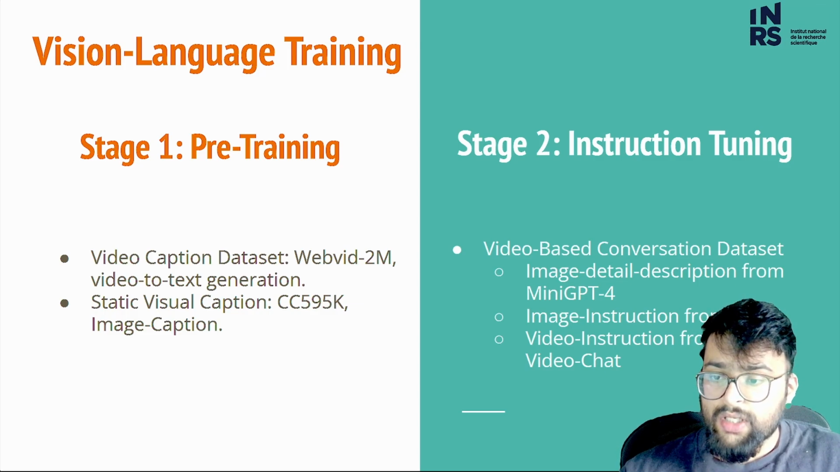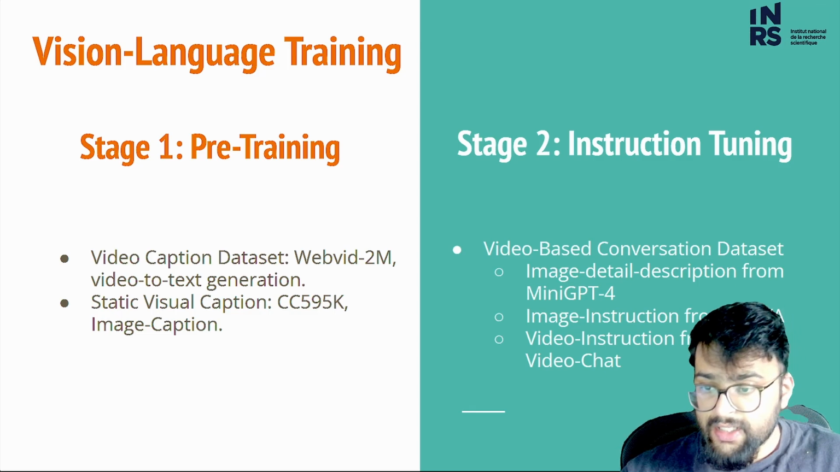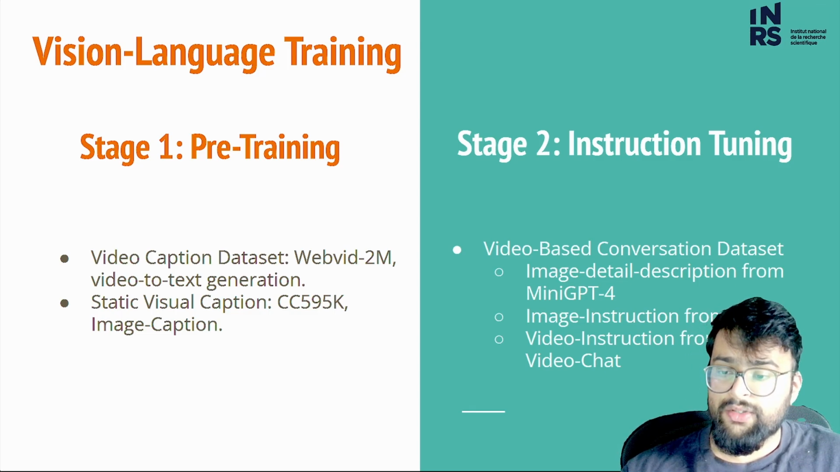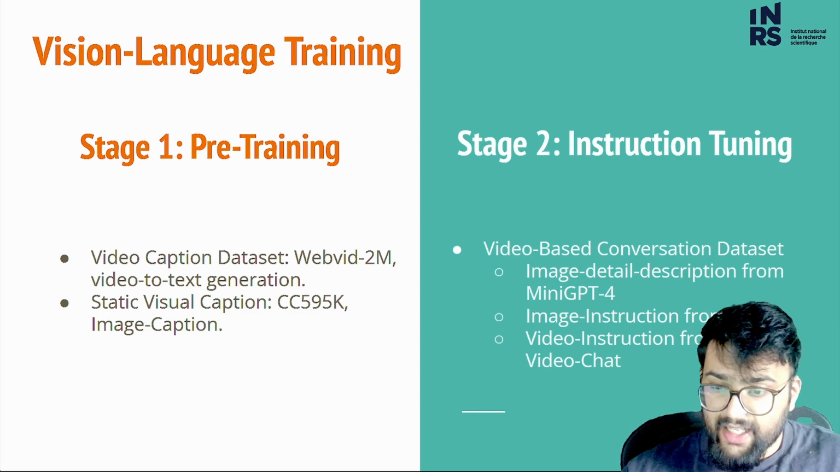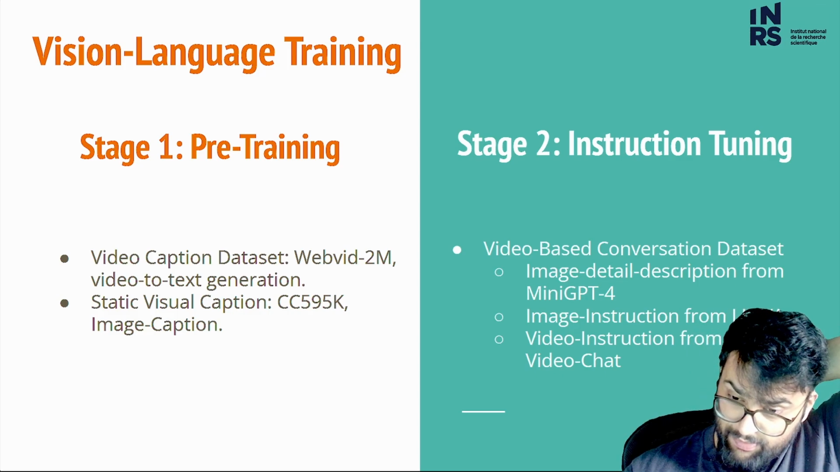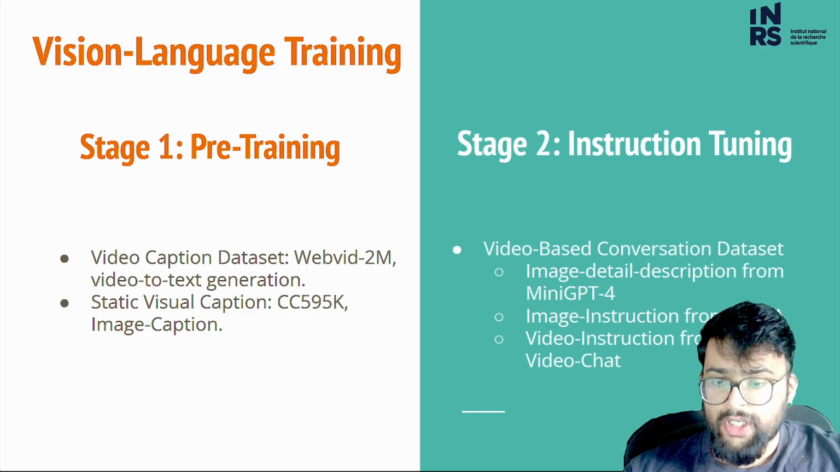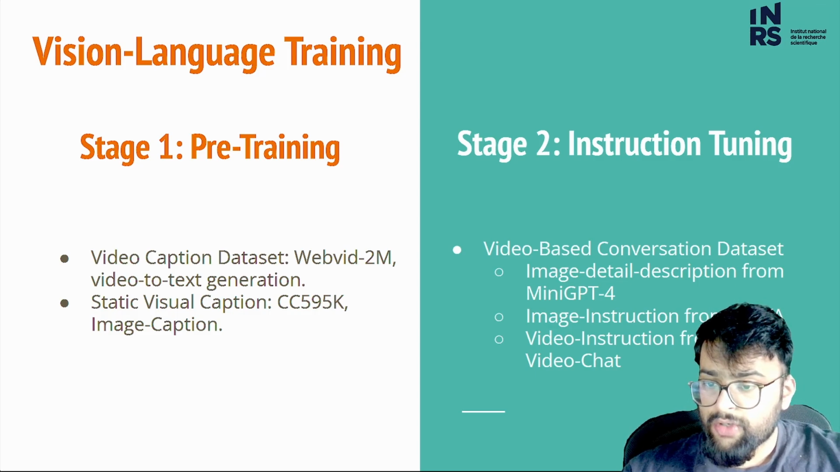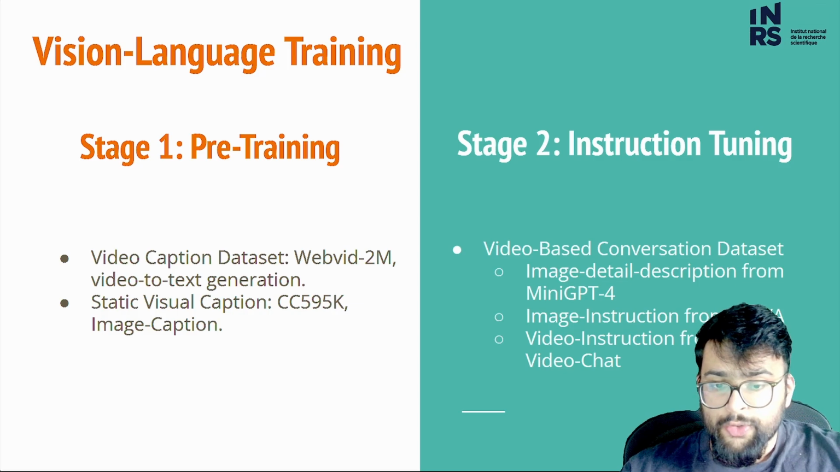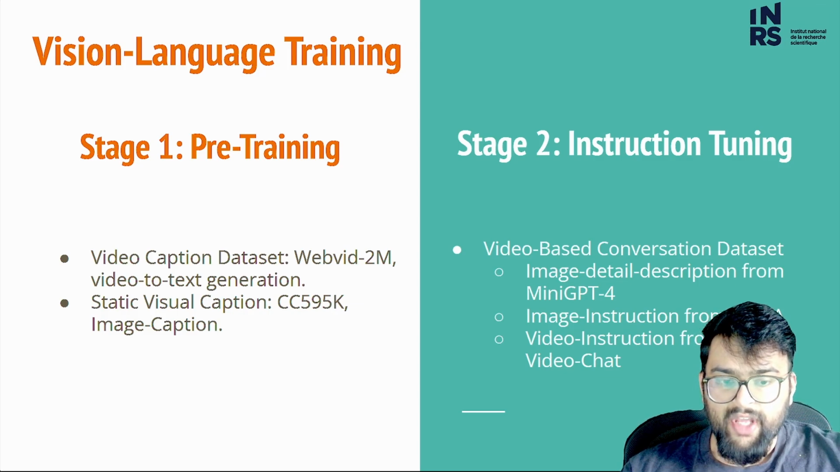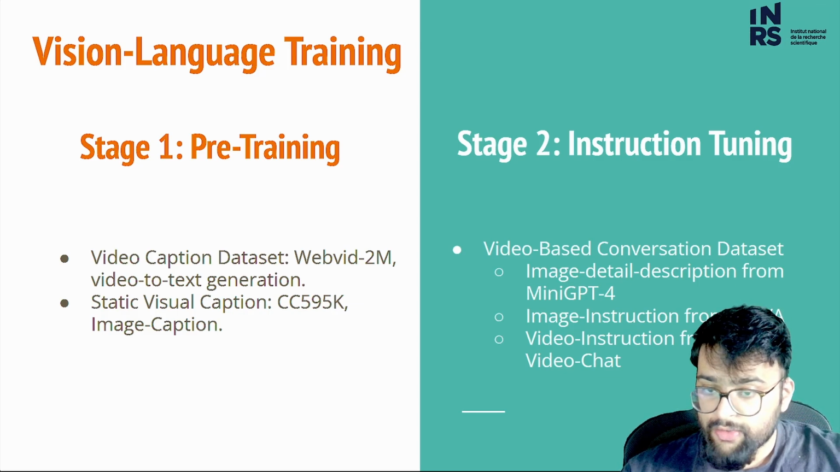Stage 1 occurs by using a video captioning dataset, WebVid 2 million, which contains video to text generation captions. And finally, static visual captions, which have 595,000 image caption combos. Here they are using a video captioning dataset, WebVid 2 million, and a static visual caption dataset, CC595K image caption. For those who are curious, CC595K is the dataset that LLaVA was trained upon.